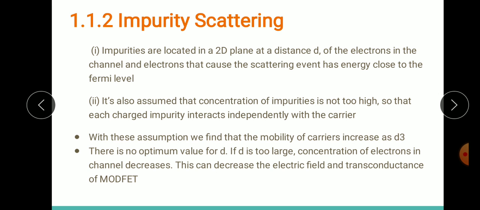If the value of d is too large, the concentration of electrons in the channel decreases. We can just visualize that, right? If the width of your well is too large, which means your periodicity is too large, the electrons may be present anywhere in the channel and the concentration of electrons automatically decreases. When the concentration of electrons decreases in the channel, this in turn decreases the electric field and thus the transconductance of a MOSFET.